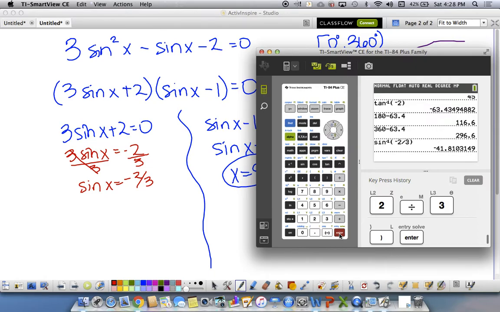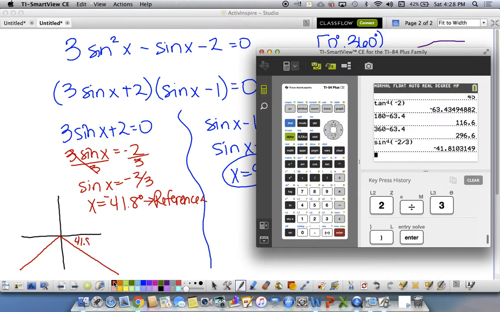Is that in my interval? No, it is not. But it is negative 41.8 degrees. So that is my reference angle. What your calculator is going to give you will give you a reference angle. You have to go and do what? Draw your graph. Where is sine negative? Sine is negative in the third quadrant and in the fourth quadrant. My reference angle is this 41.8 degrees on both sides.